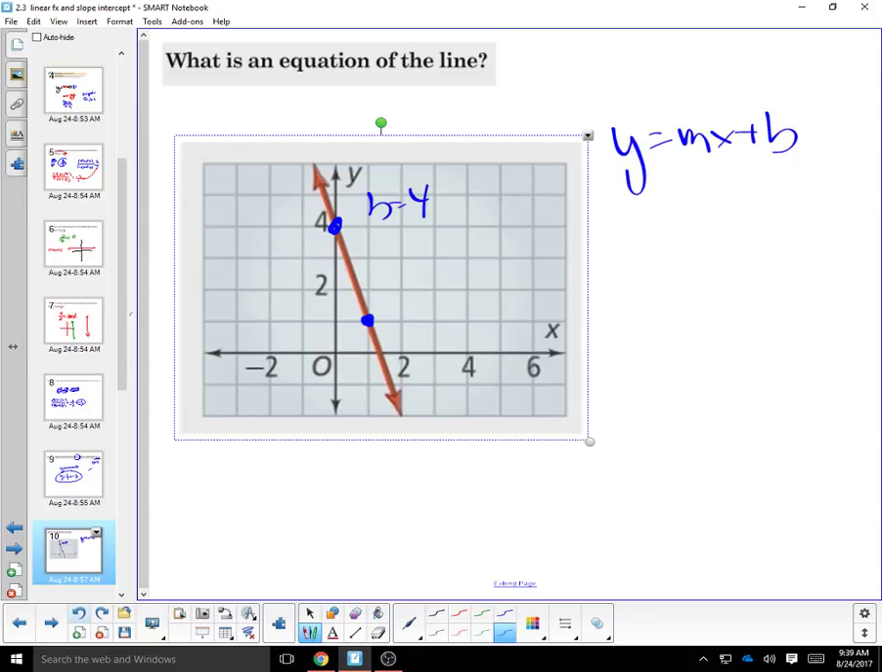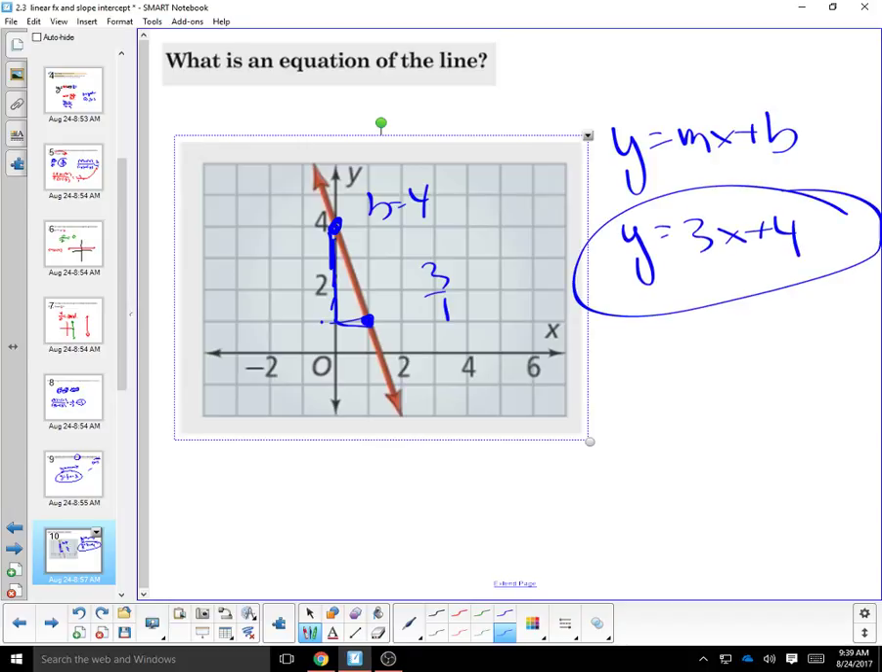B is 4. And then for slope, I need change in y over change in x. What's my y change to get from here to there? I go down 1, 2, 3. And over 1. So there it is. There's m, there's b. Y is 3x plus 4. Go to the next one.